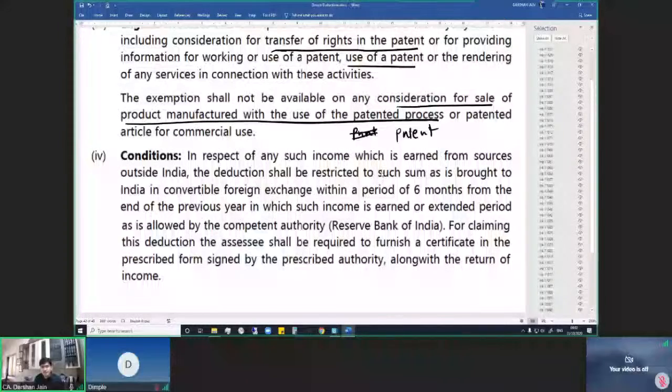Condition. Same condition here: if you are getting any royalty from outside India, you'll have to repatriate that royalty in India within 6 months from the end of the previous year in which it is earned. Only if you repatriate it would you be eligible for a maximum deduction of rupees 3 lakhs.